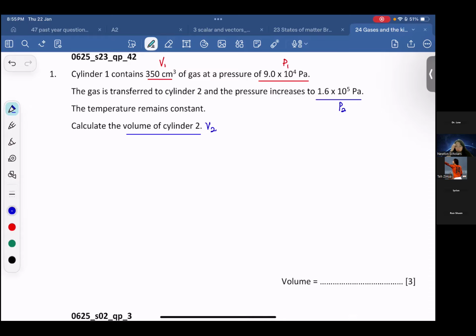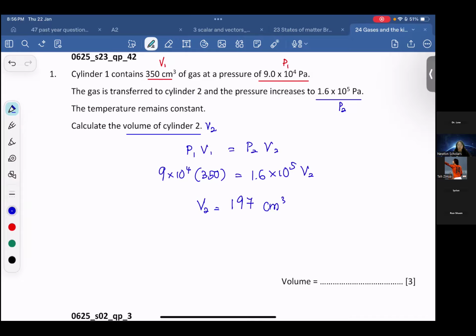Angeline, correct. Good job. Dear, please remember to write formula, substitution, final answer. P1 V1 equals P2 V2. The pressure is 9 times 10 to the power 4, times the volume 350, equals 1.6 times 10 to the power 5 times V2. Make sure you press your calculator and then you get your answer, 197 cm cubed.